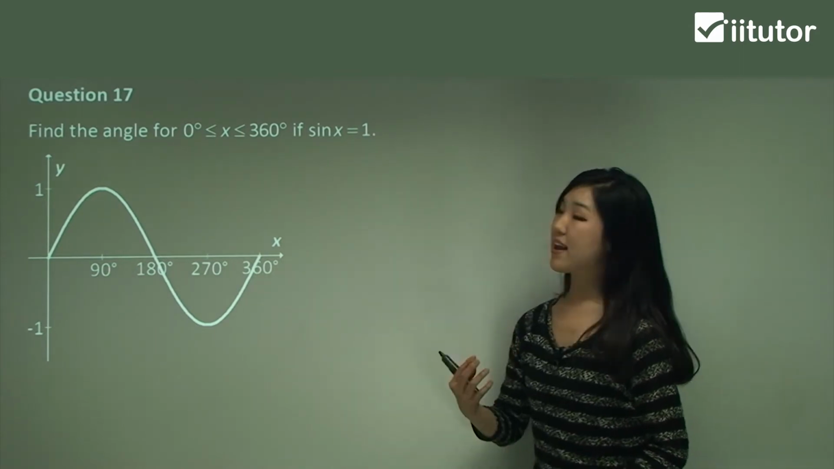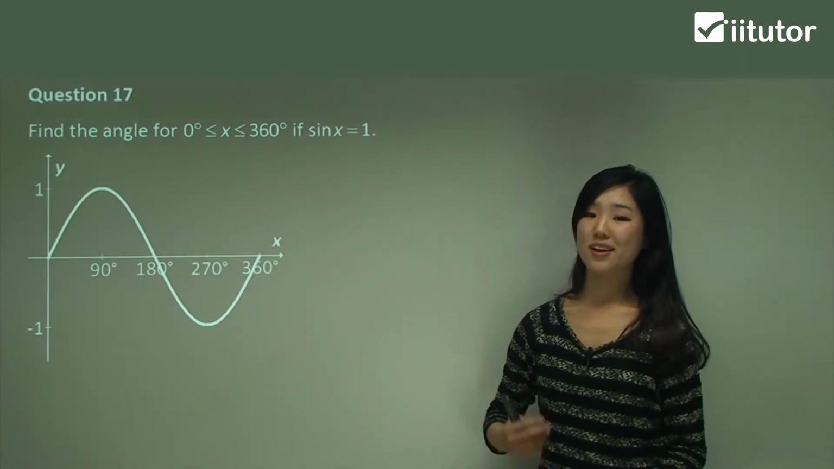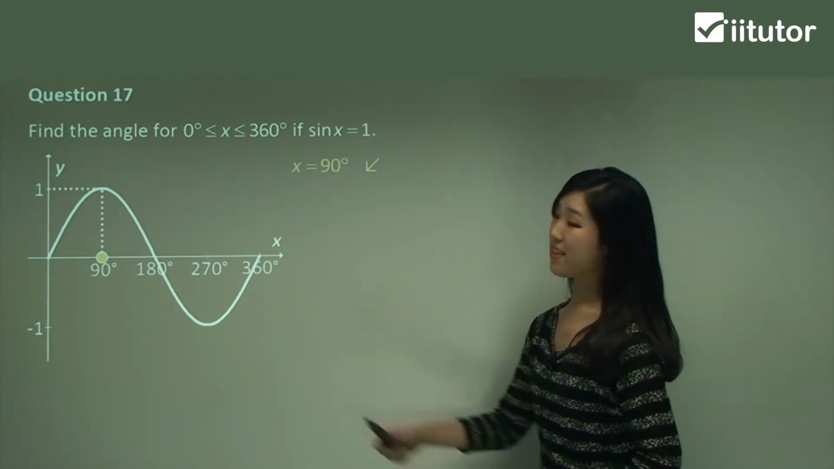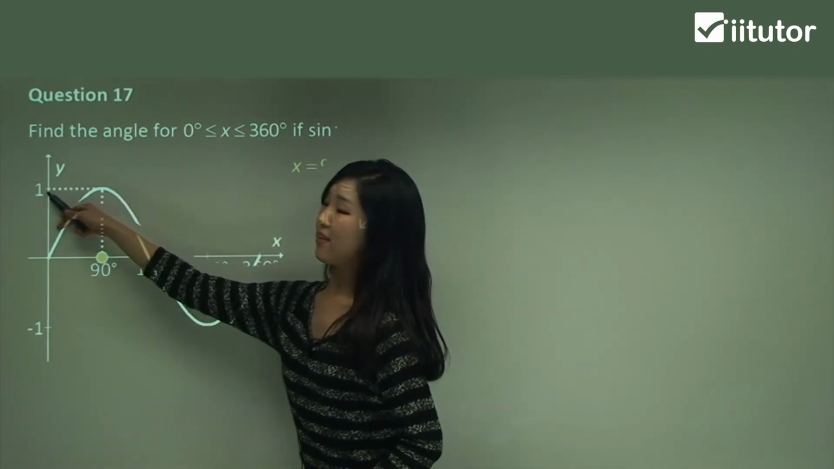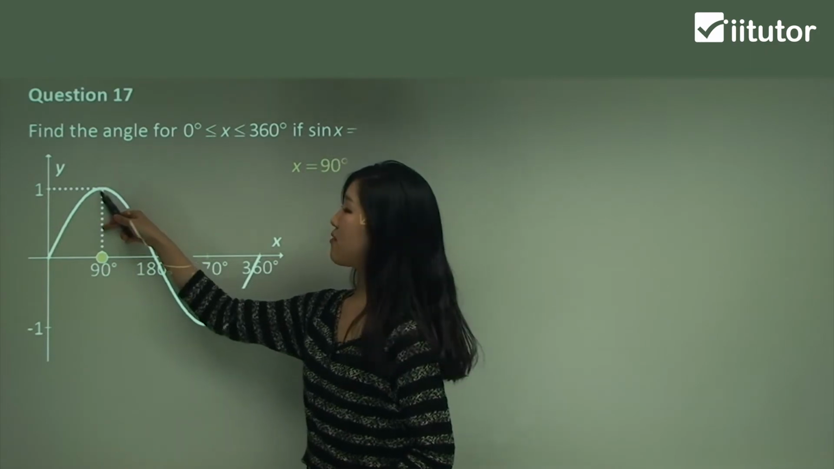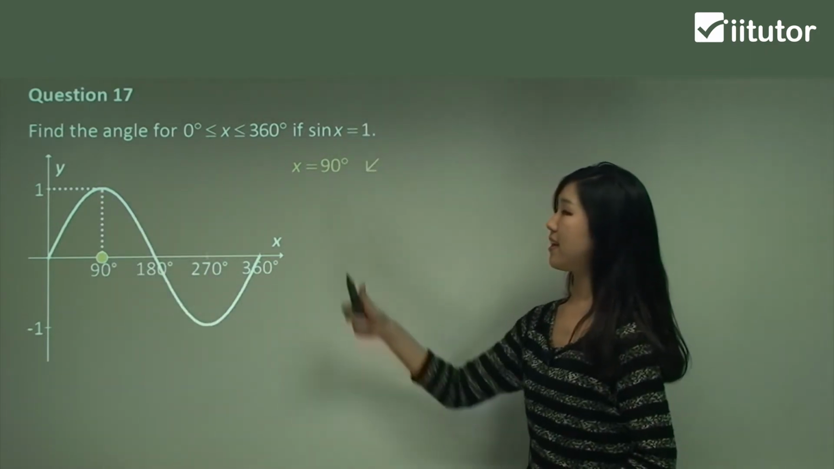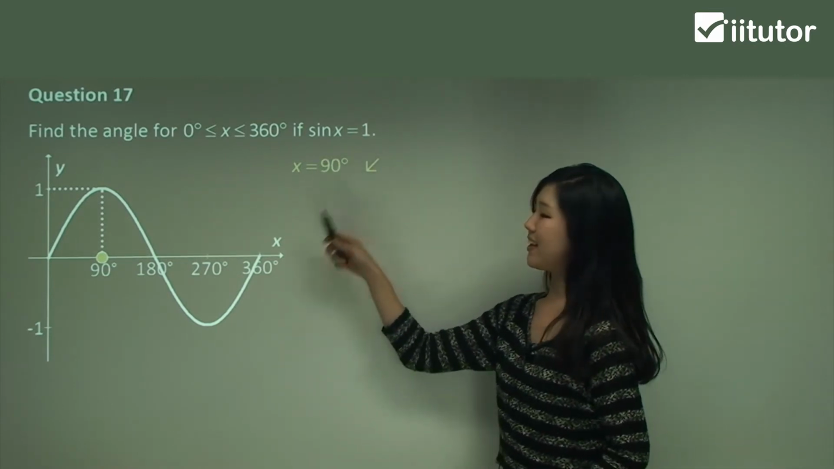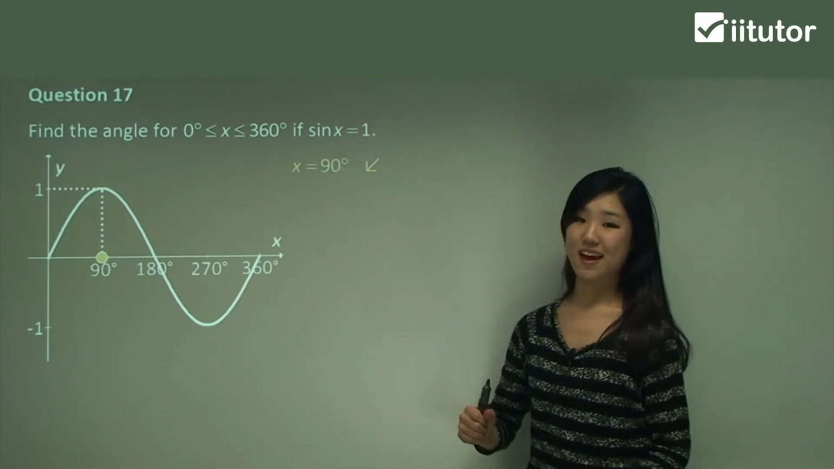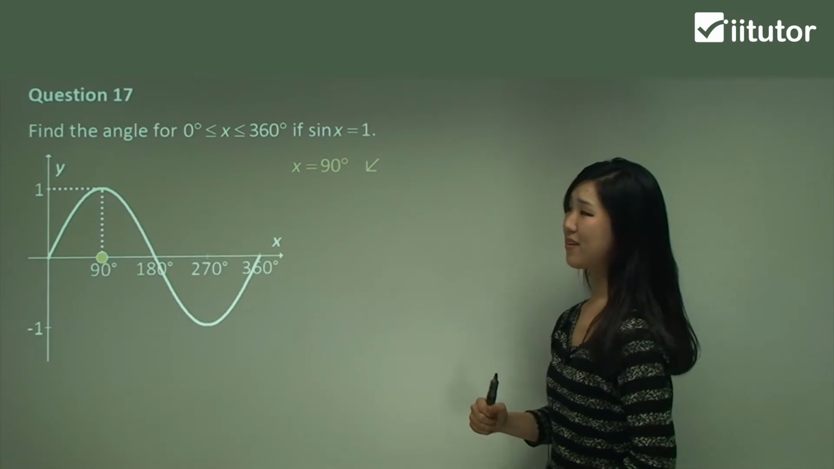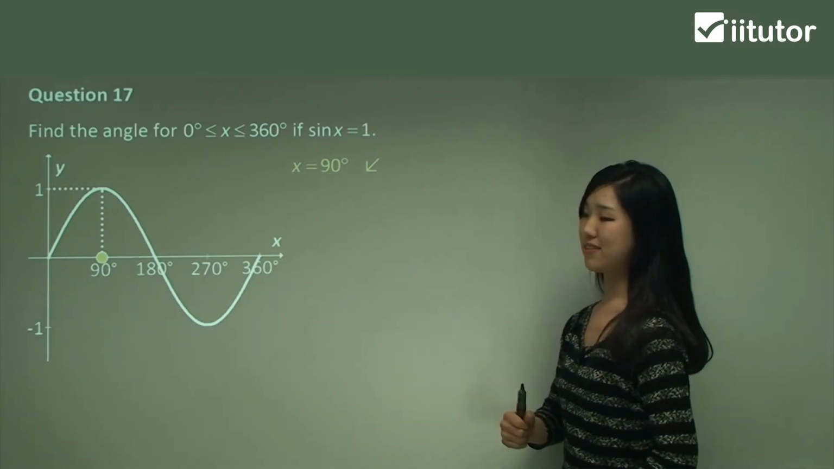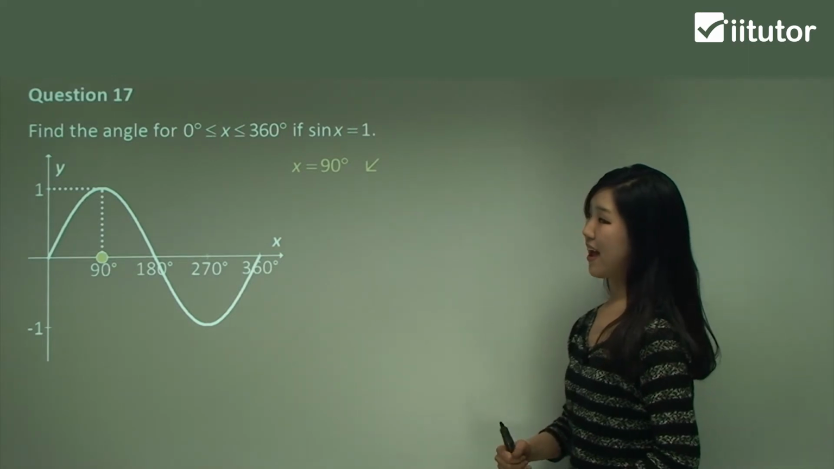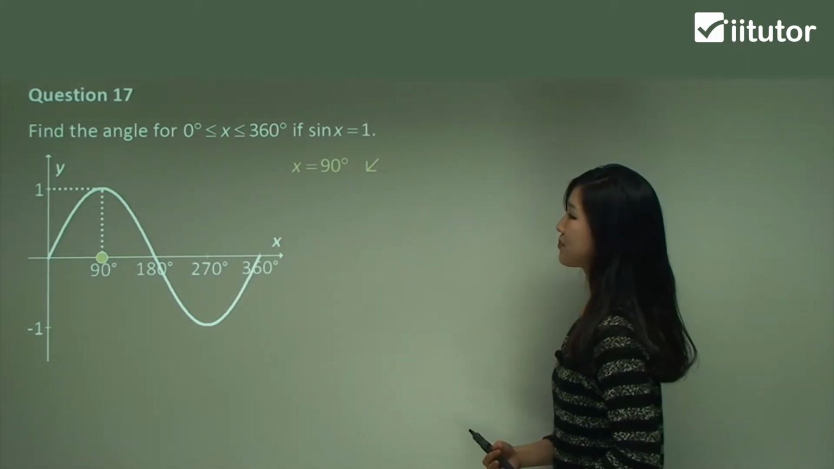Now, if sine x equals 1, what is x? Well, that's when the graph is 1. That point there is 1. So therefore the angle that makes 1 is 90 degrees, and that's the only solution. So sine 90 is 1. Therefore 90 is the answer to this question. Again, that was really simple as we looked at the diagram. So have a look at that one, and let's go on to the next question.